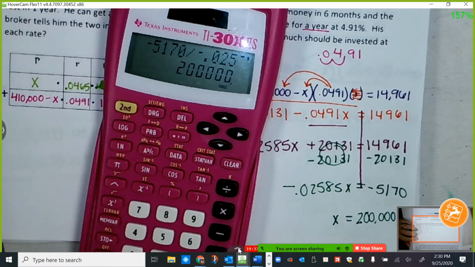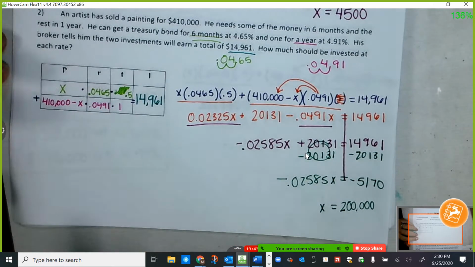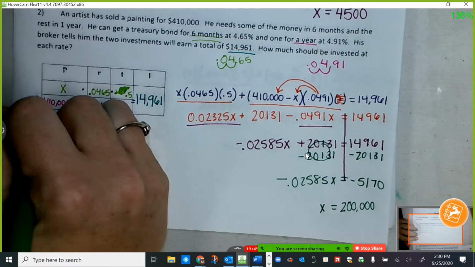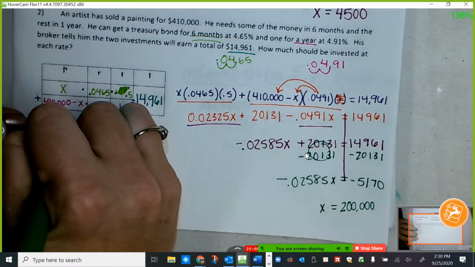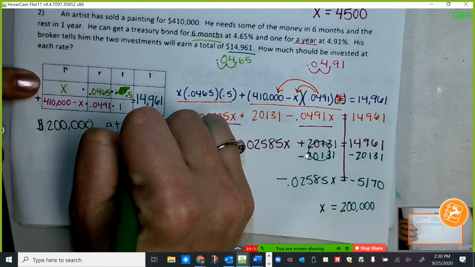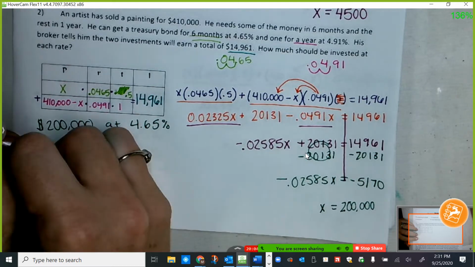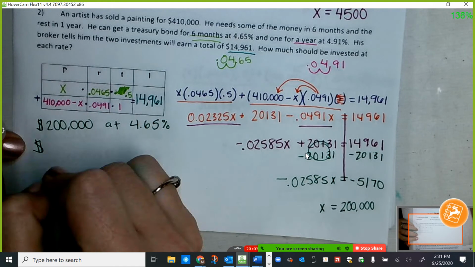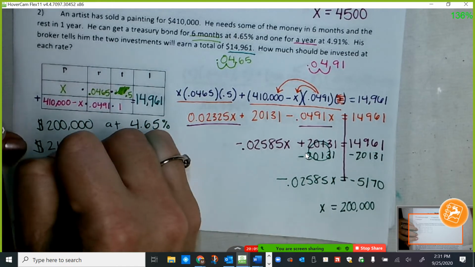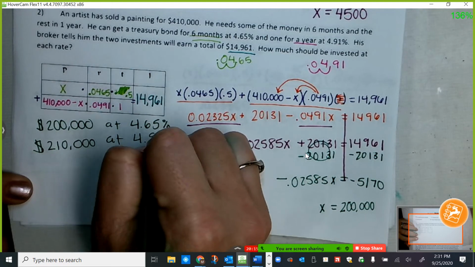Now am I done? What do I still need to figure out? The words. You're exactly right. So we know that x is 200,000 and x is the 4.65%. Now, what is 410,000 minus 200,000? $210,000 at 4.91%.